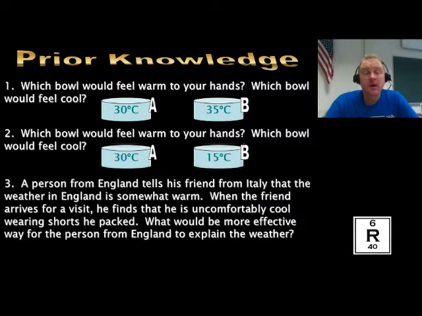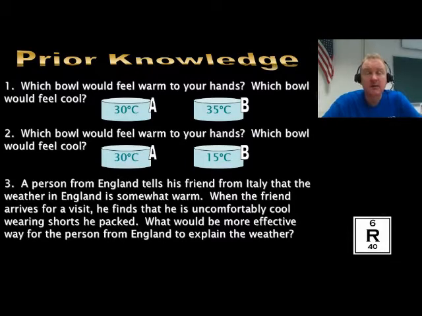Next example, a person from England tells his friend from Italy that the weather in England is somewhat warm. When the friend arrives for a visit, he finds that he is uncomfortably cool wearing the shorts that he packed. What would be a more effective way for a person in England to explain the weather? I think you might see where I'm getting at in number 3. Instead of saying it's cool because it's generally cooler in England than in Italy, he should give you the temperature.